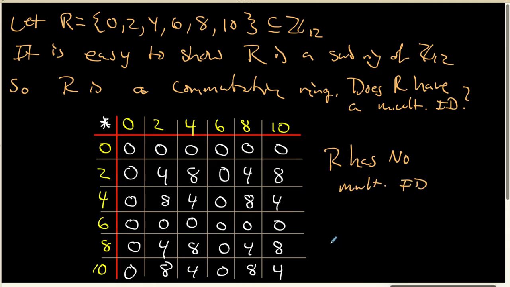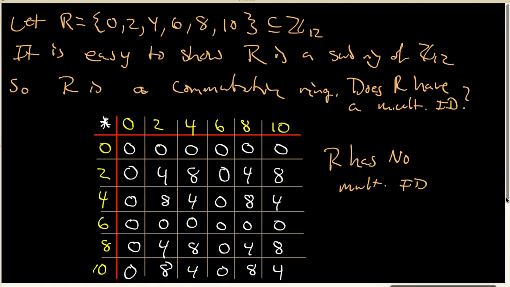There is no element in this list that when you multiply it by everybody in that list that you get that particular element back. If we had a multiplicative identity, then one of these rows would be 0, 2, 4, 6, 8, and 10, and none of them are.